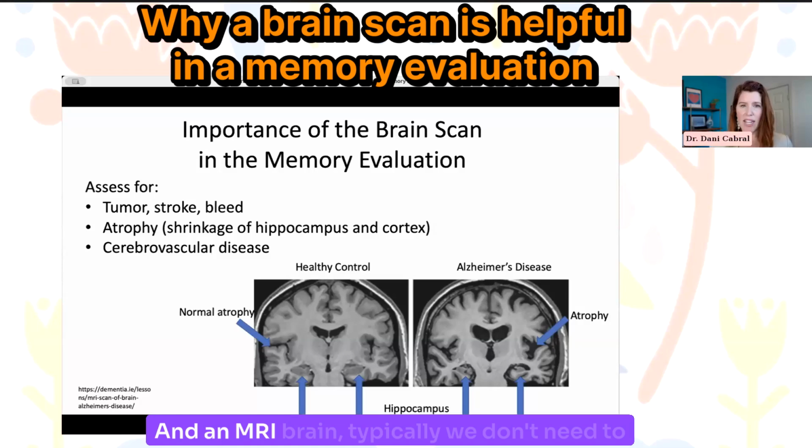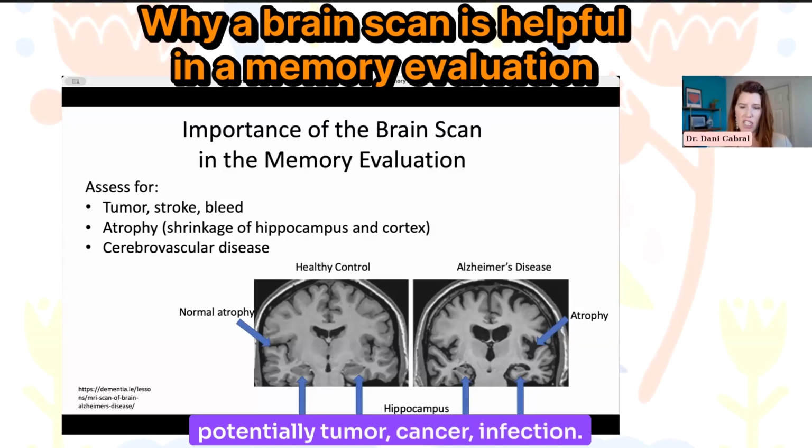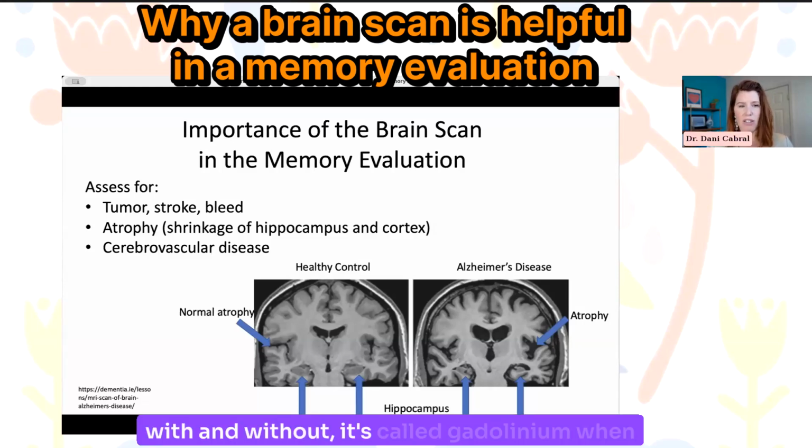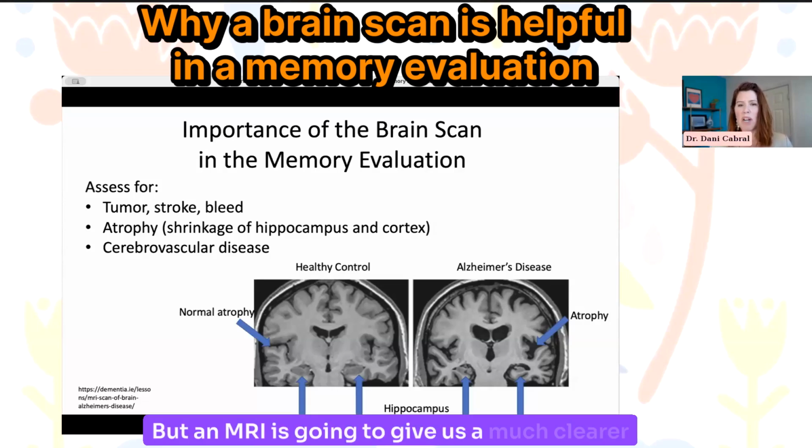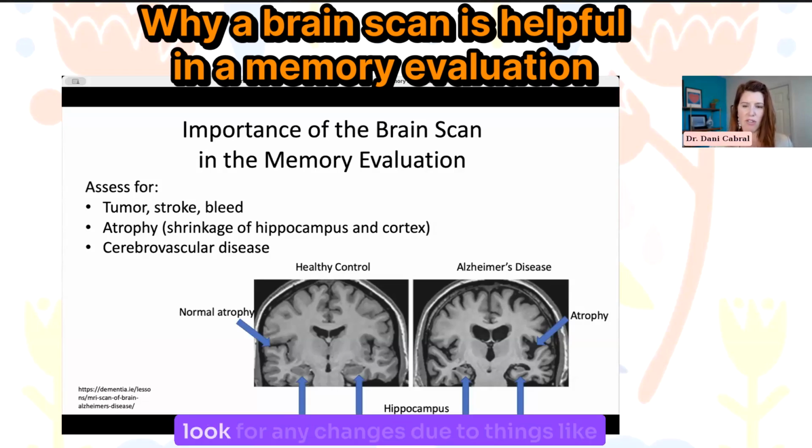And an MRI brain, typically we don't need to use contrast unless there's concern for potentially tumor, cancer, infection. Usually, if you're looking for those, it should add contrast. So with and without, it's called gadolinium when it comes to an MRI. But an MRI is going to give us a much clearer picture, especially if we're wanting to look for any changes due to things like Alzheimer's disease.